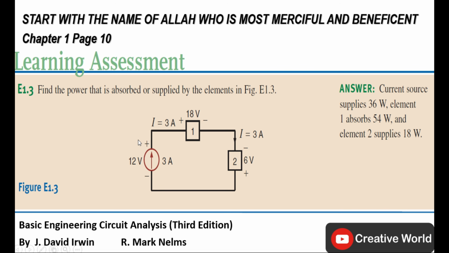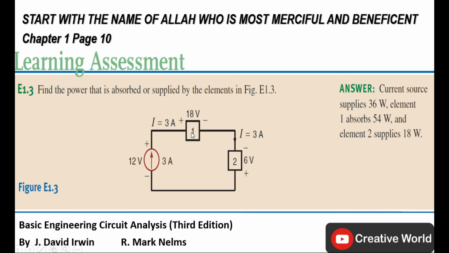In this scenario, it is asked to find the power that is absorbed or supplied by the elements in figure 1.3. The figure is given below. It is a current source, which is basically a constant current source with the given rating. It has 12 volts and 3 ampere, and there are two elements labeled 1 and 2.